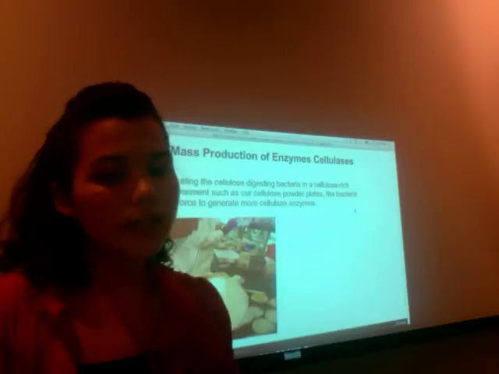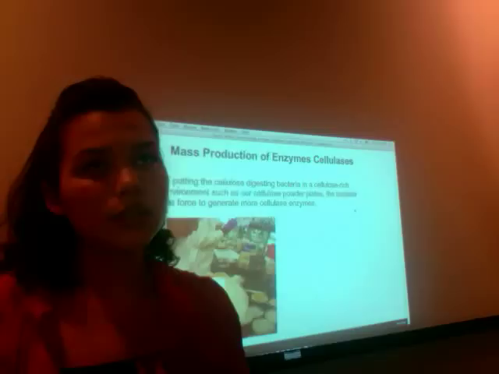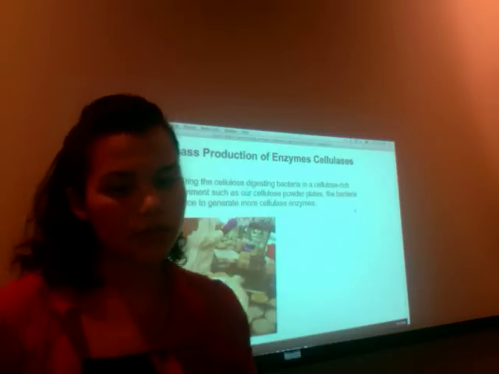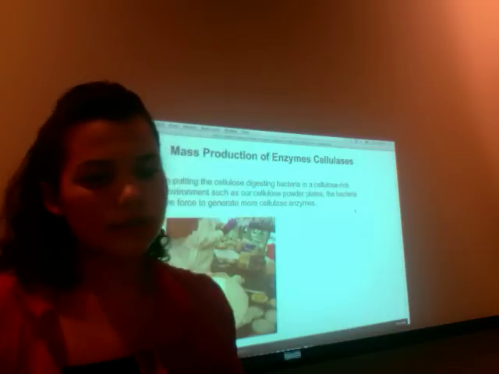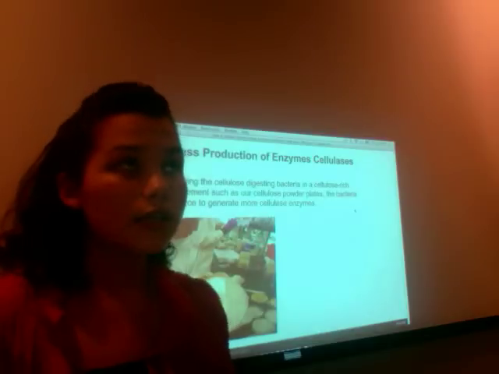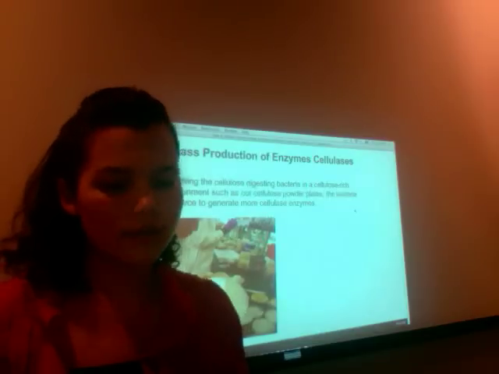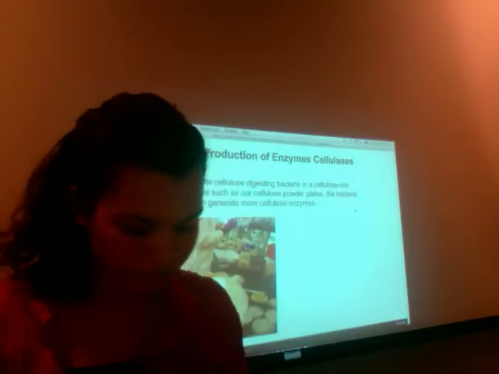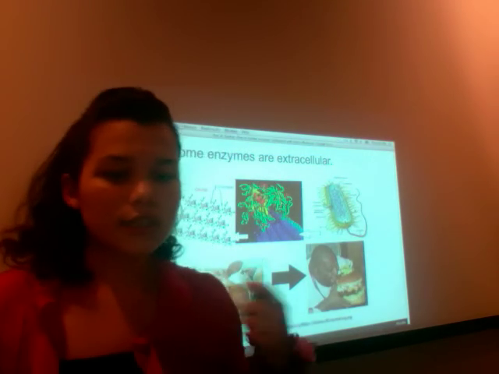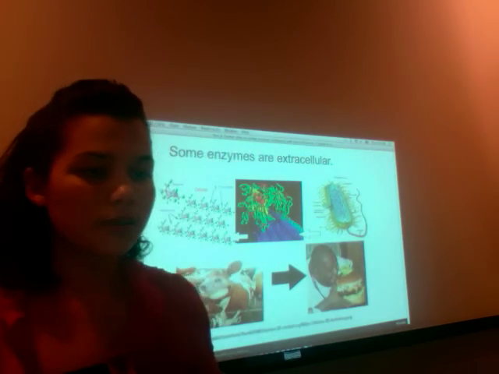So then we plated the bacteria again on plates with powdered cellulose. We did this so the bacteria can produce enzymes again, and for other techniques. So this has a lot to do with the project, and I'll explain shortly.